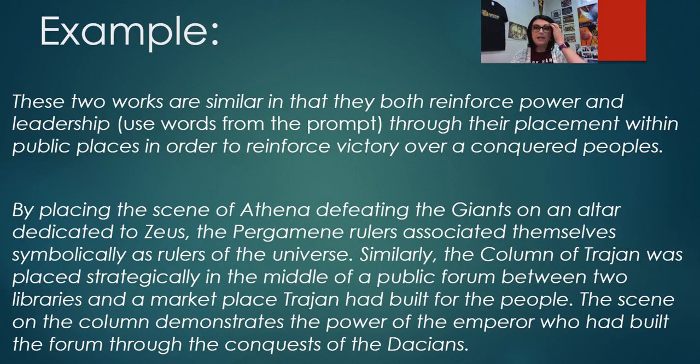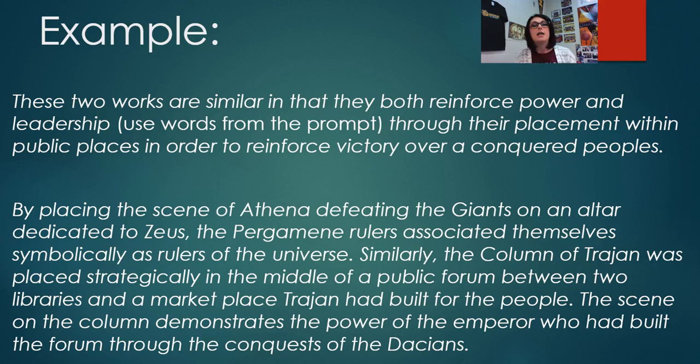Then I provided contextual evidence, right, of behind the scenes, all right? The giants, and so this Pergamon altar was placed on an altar to Zeus, which was the king of the gods, all right? So context, all right? Zeus is the king of the gods. So if this is a metaphor for Zeus and Athena defeating the Titans, then it makes basically the Pergamene people on the same level as Zeus, all right?